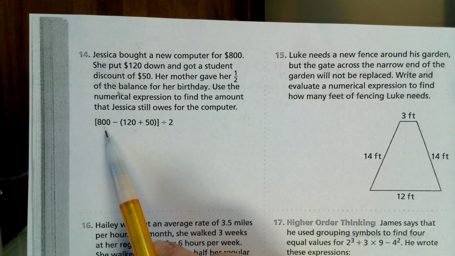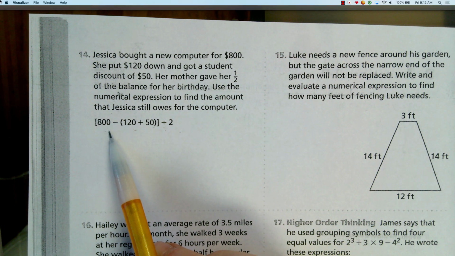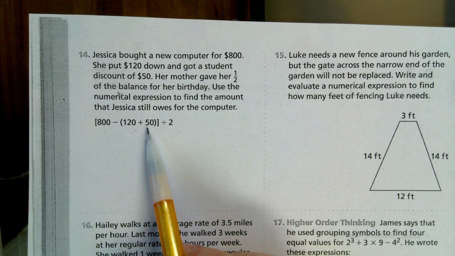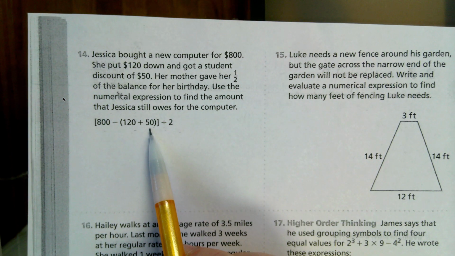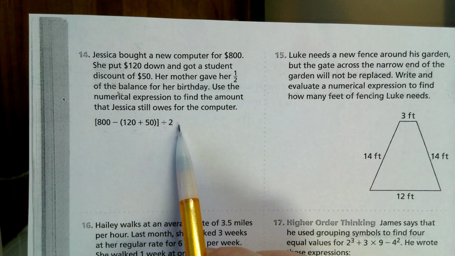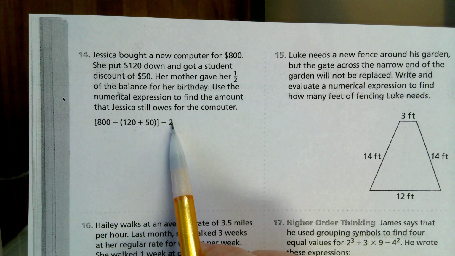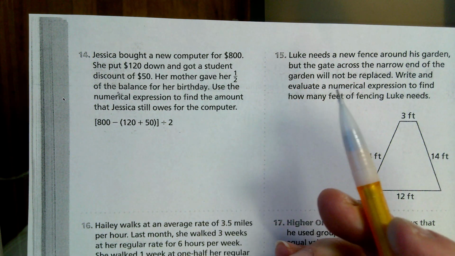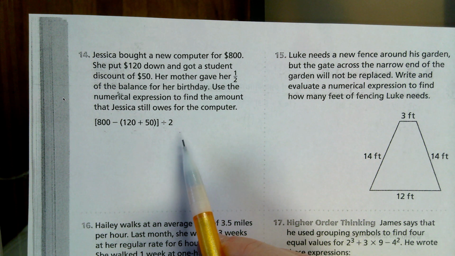The computer was $800, and she gave them $120 right away. She had a $50 discount, so I'm taking the sum and subtracting to get how much it costs. Now, dividing by 2 is the same thing as saying 1/2. So if somebody says, I'm going to give you half, it also means to divide by 2. Are we okay so far?